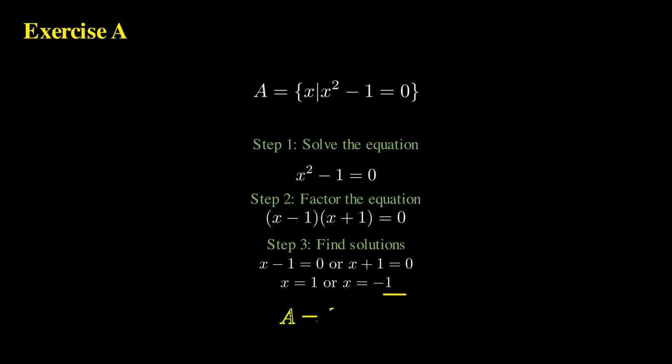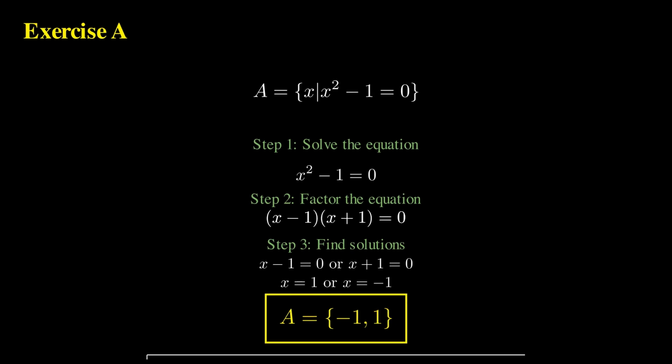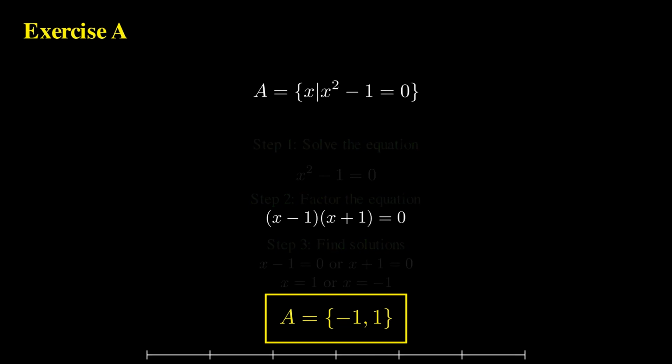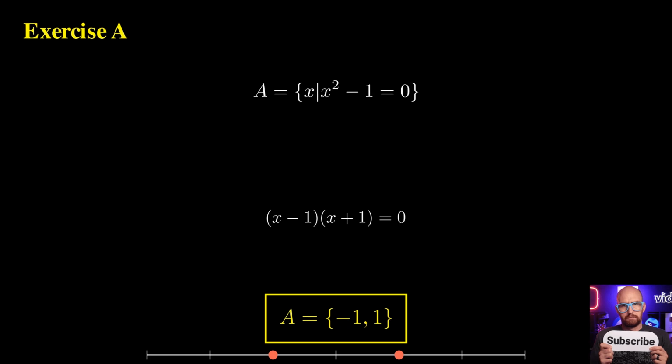Either x minus 1 equals 0 or x plus 1 equals 0. This gives us x equals 1 or x equals negative 1. Therefore, A equals the set containing negative 1 and 1. Notice how we list them in ascending order. That's the standard convention. Exercise B is tricky.